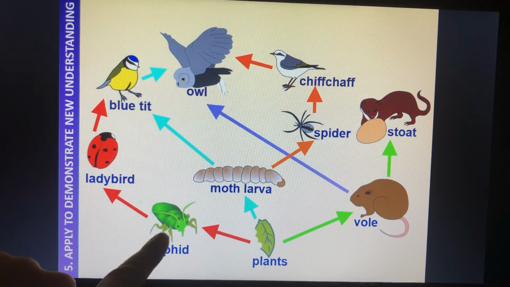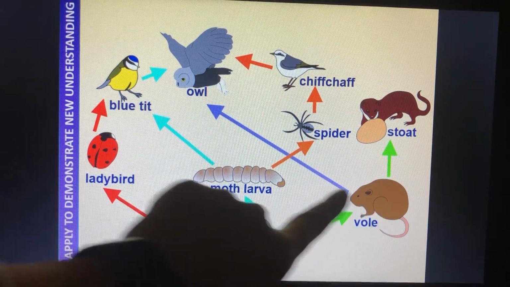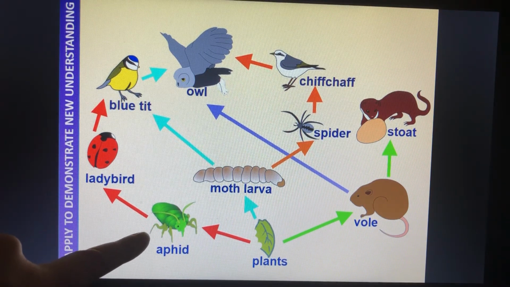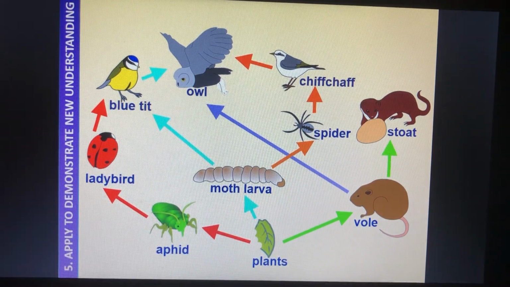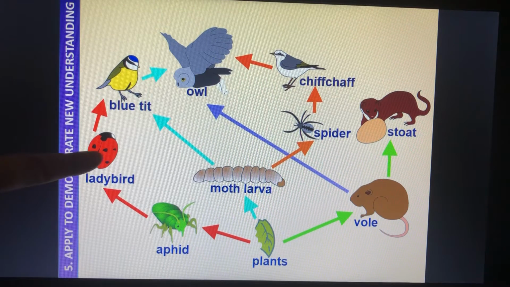Now, these ones here, the aphid, the moth larva and the vole, they are our primary consumers. They're also the only herbivores. Okay, they're all eating the plants. Okay, so they're primary consumers and they're also herbivores. We've got a secondary consumer here, the ladybird, because it consumes after the primary consumer here.